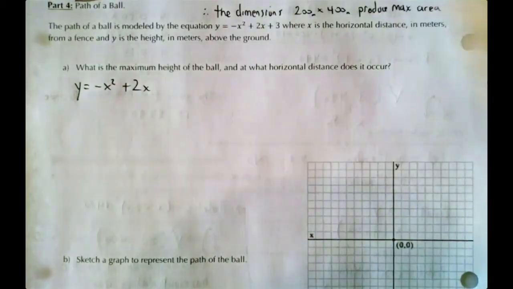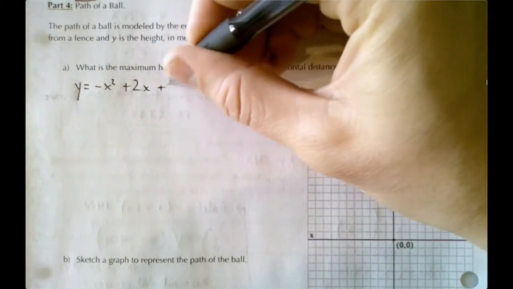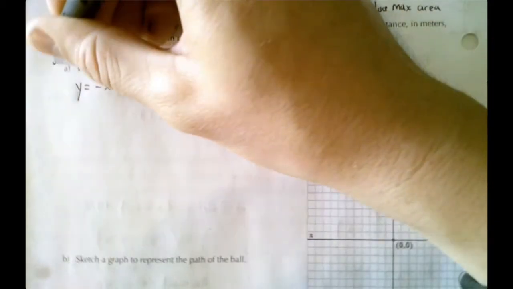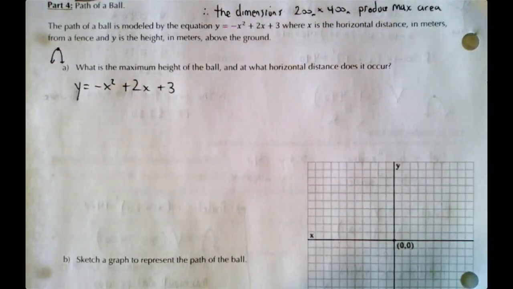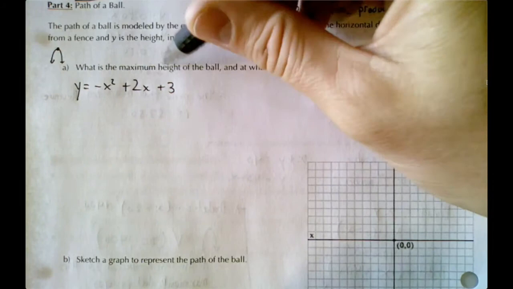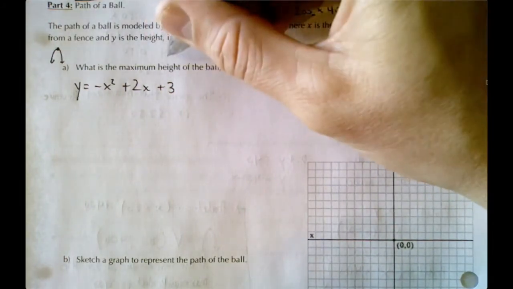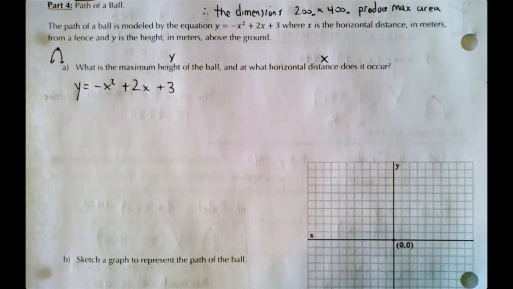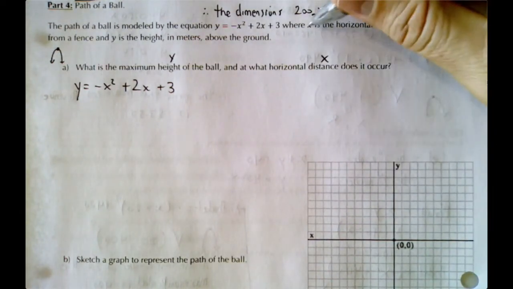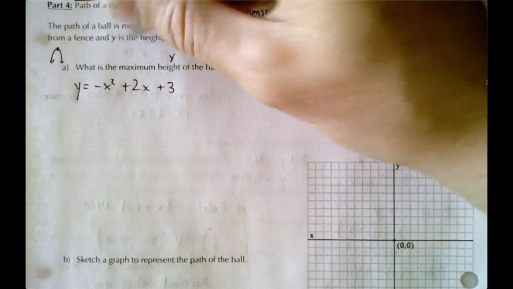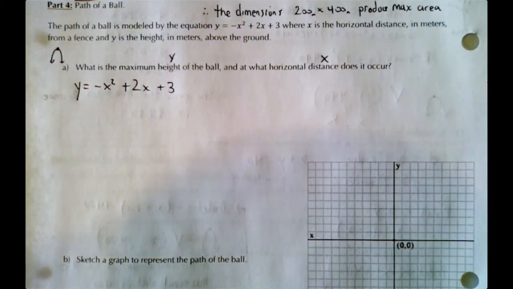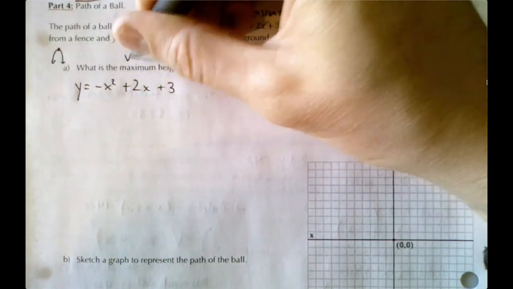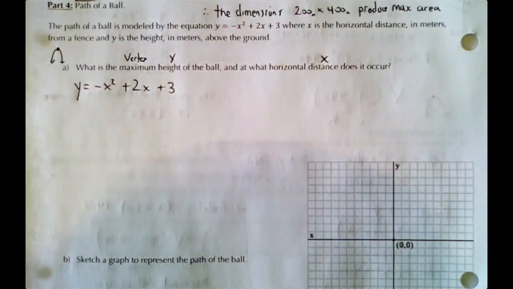Negative x squared plus 2x plus 3. Since this is negative, we know our parabola is going to be opening down, so we are going to have a maximum, and it just wants to know the maximum height and the horizontal distance. So the maximum height of the ball will be the y of the vertex, and the horizontal distance will be the x of the vertex, because it says x is the horizontal distance and y is the height. Maximum means vertex. So here we go.